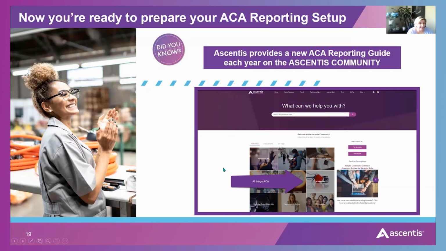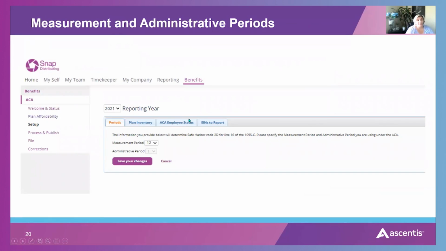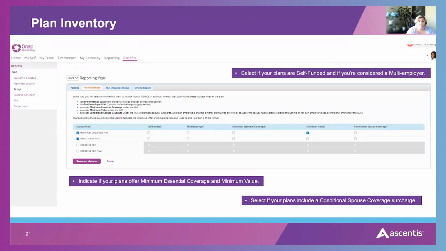All things ACA can be found on the Ascentis community. Measurement and administrative periods is going to be your first step in your reporting setup. So as you can see here, it's just a matter of setting your measurement period and your administrative period. The second step is going to be the plan inventory. You'll select if your plans are self-funded and if you're considered a multi-employer. Indicate if your plans offer minimum essential coverage and minimum value. Then select if your plans include a conditional spouse coverage surcharge.